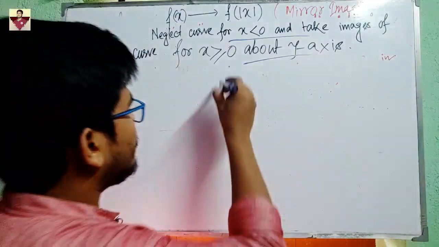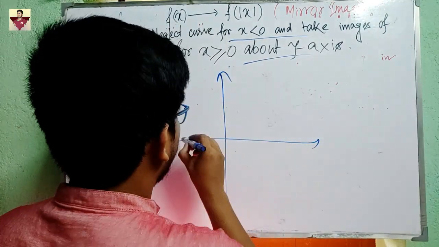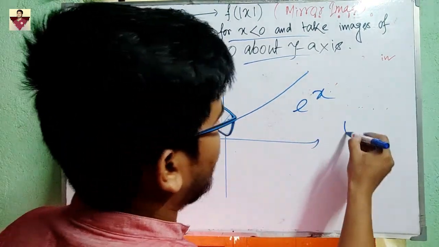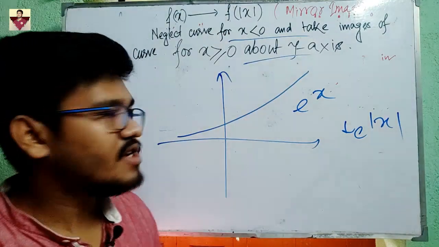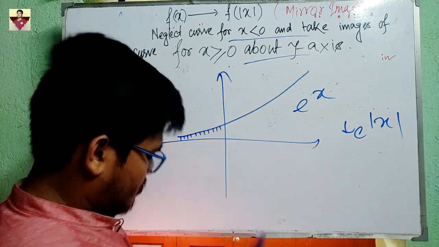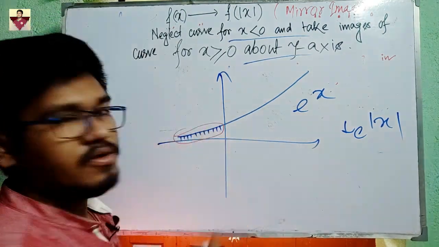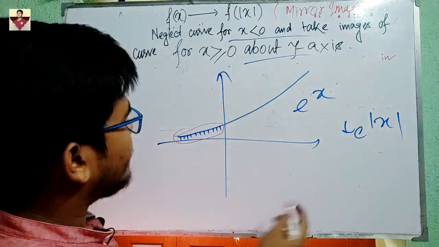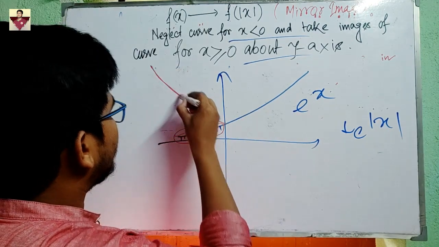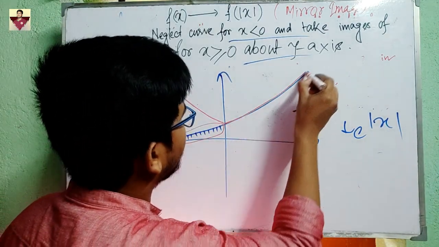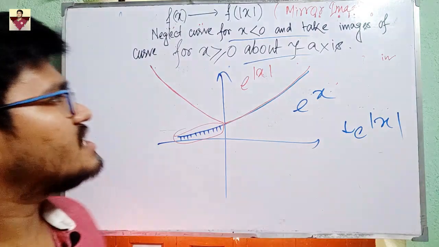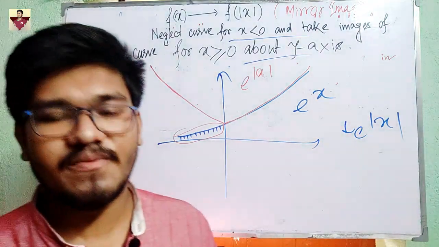Now taking one more example, if you have the function exponential x, it is like this. If you want to plot exponential of mod x, all you need to do is omit whatever is on the left side of the y-axis. So you will omit this part, and you will take the image of whatever lies on the right side of the y-axis. The final graph will look like this, containing this left side part and also this right side part. So this is the graph for exponential of mod of x.